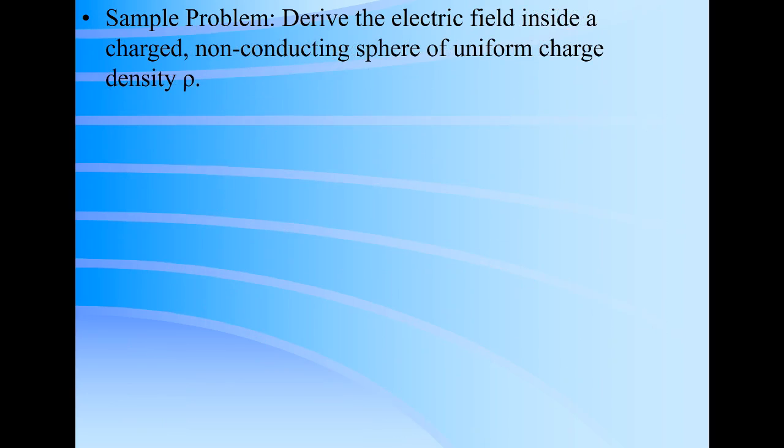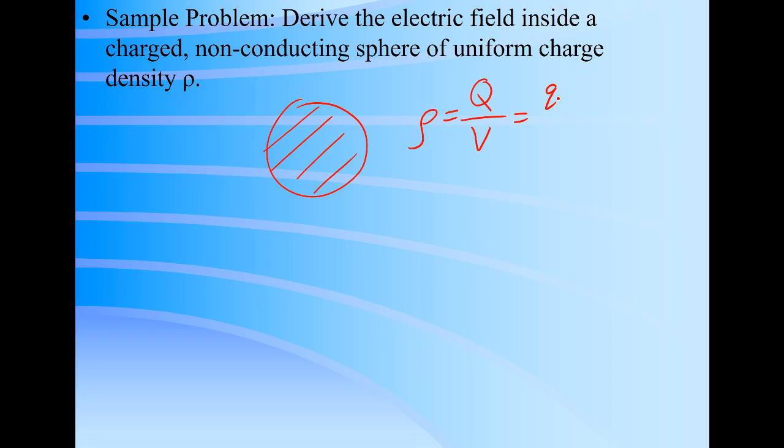Okay, so next we're going to find the electric field inside a charged non-conducting sphere of charge density rho. Okay, so that means that we have a sphere that has charge density rho, which is Q over the entire volume, or like we did last time, Q enclosed over V enclosed. So we'll do this kind of quick, but if we set up a Gaussian surface, we can find Q enclosed here as Q times V enclosed over V total.